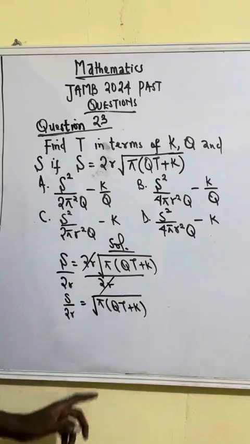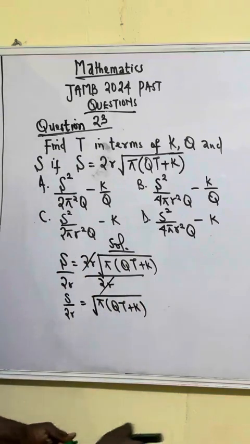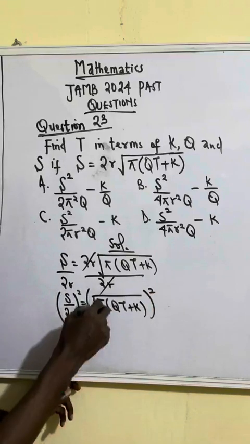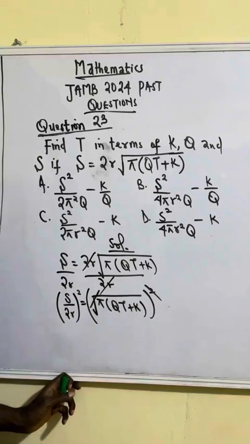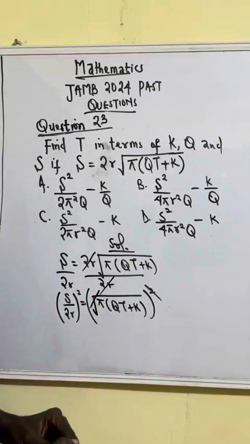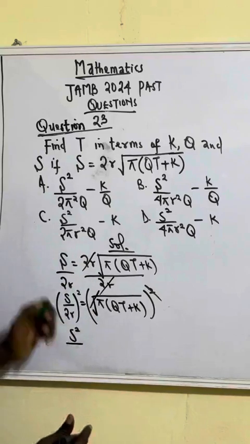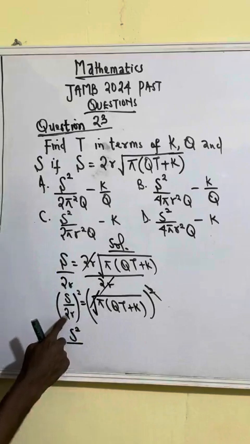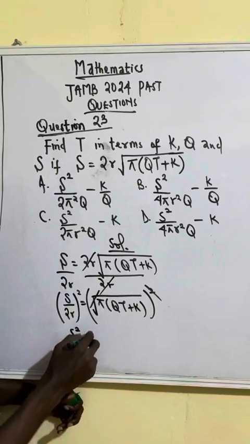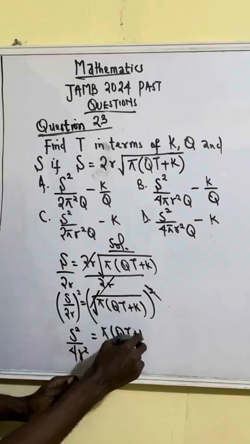Good. Now, the next thing is to try to remove this square root. How can I do that? I'm going to square both sides. Square and square root will cancel out. So then at the left hand side, I can square each one of these things inside the bracket. S squared, that will be S raised to power 2, all over 2R raised to power 2. You square them one after the other. 2 raised to power 2, that will give me 4. R raised to power 2, that is R squared, equal to, we are left with pi bracket QT plus K.